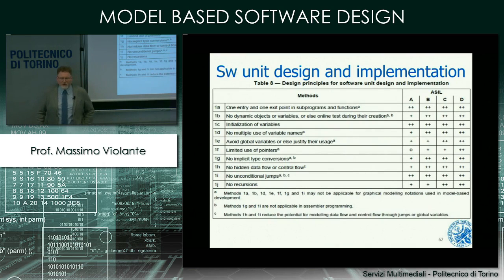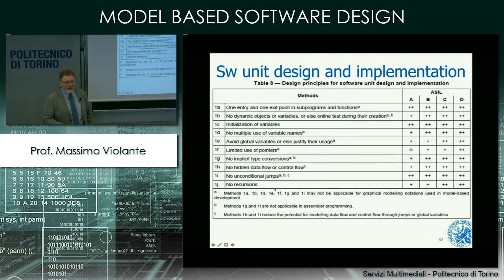This is a way for obtaining automatically the principles that the ISO suggests as good design principles. So we will have, for example, no dynamic objects or variables. We will have all the variables properly initialized. We will not have multiple use of variable names. We will have a limited use of pointers, no implicit type conversions, no hidden data flow and control flow, no recursion, no unconditional jumps, and so on and so forth.